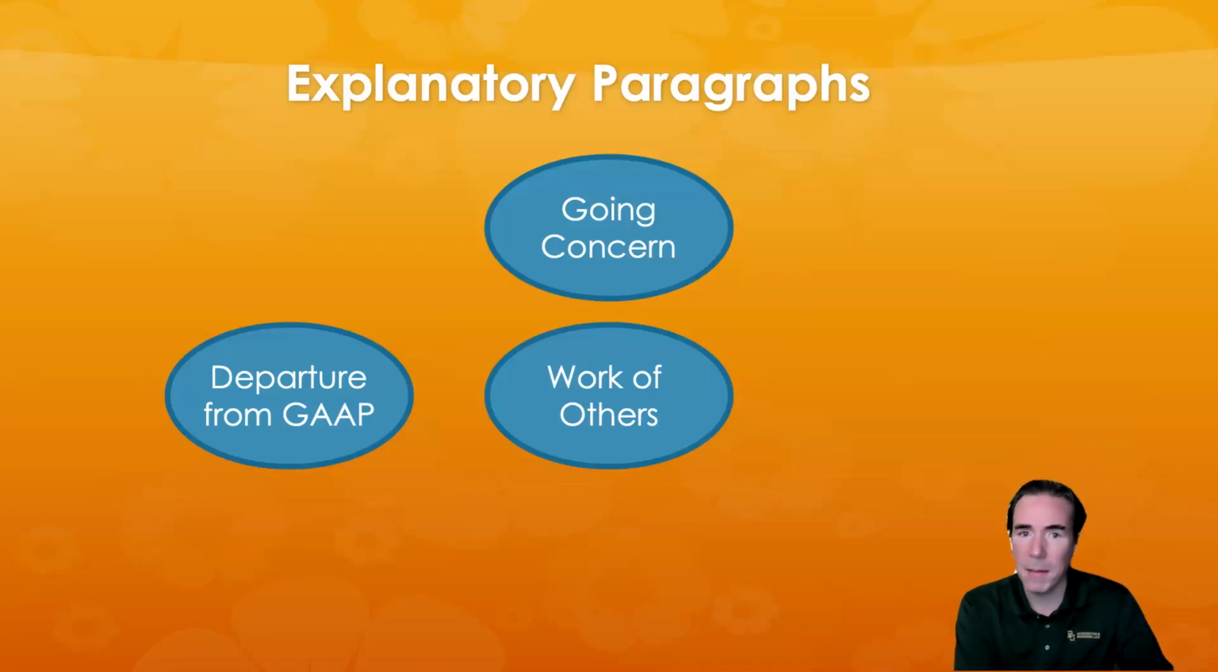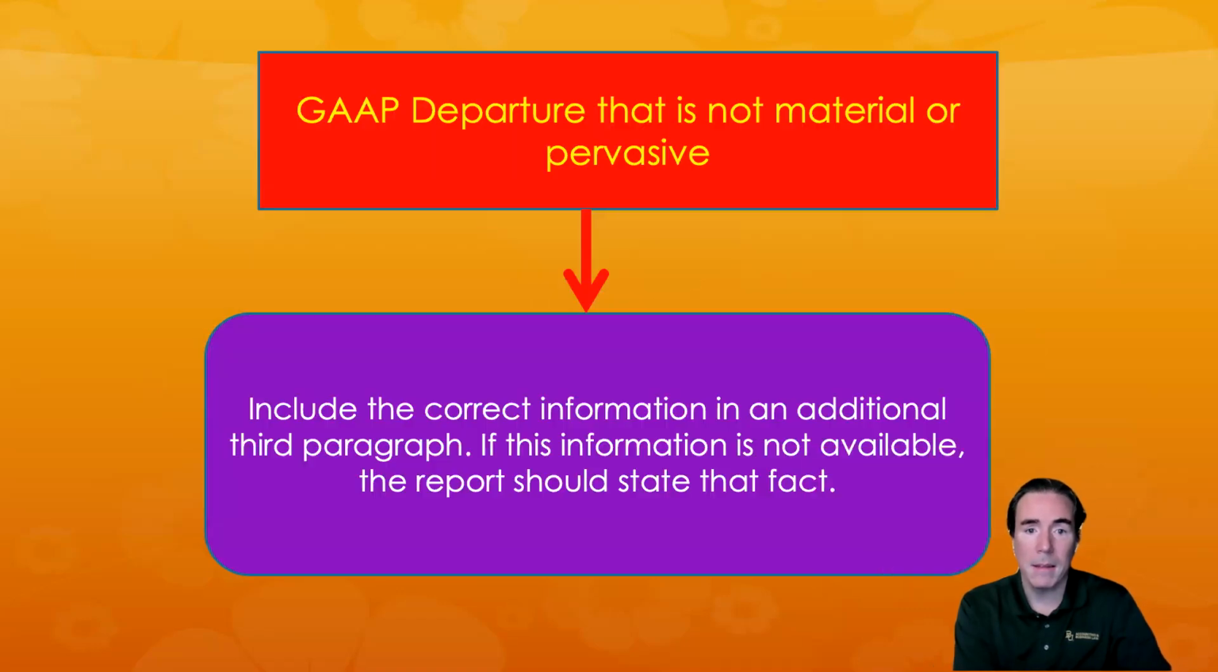And so a departure from GAAP that is justified could be permitted. And so we're not talking about an immaterial departure. We're talking about a scenario where the client has departed from GAAP, but it is somehow justified. And so in that scenario, we need to make sure the reader is aware that the normal rules do not apply.